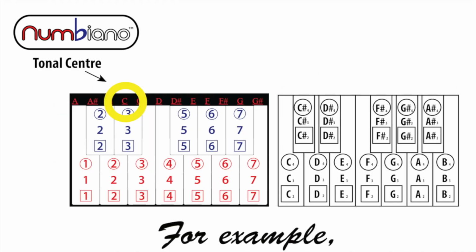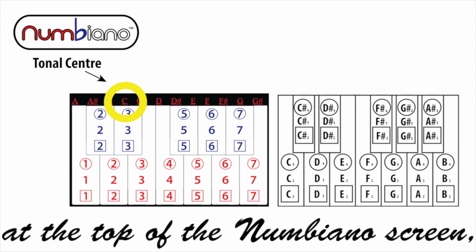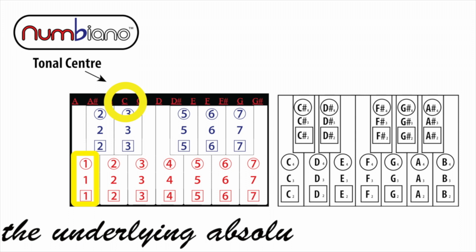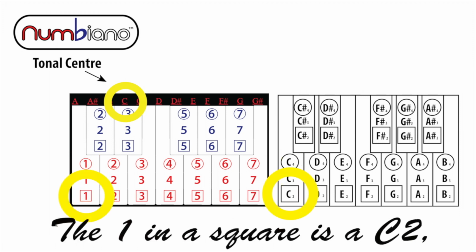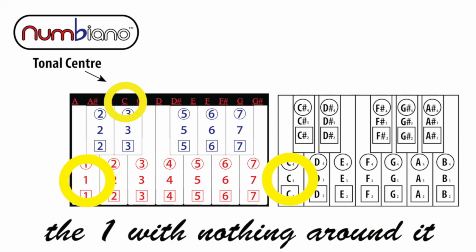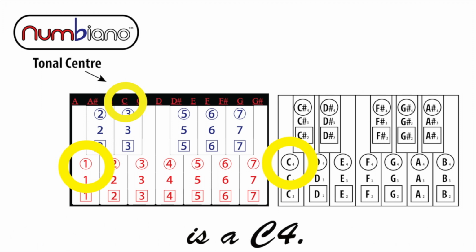For example, when we press the C tonal centre button at the top of the Numbiano screen, the 3 number 1s that we see all have the underlying absolute pitch of C. The one in a square is a C2, the one with nothing around it is a C3, and the one with a circle around it is a C4.